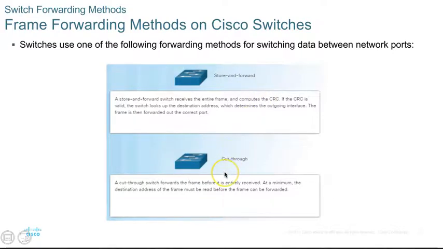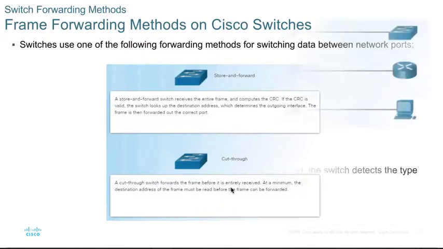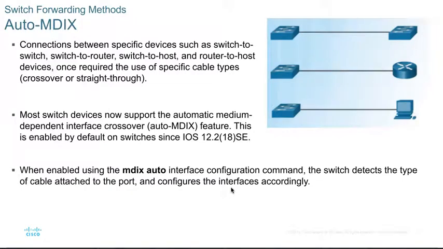That's good. Cut through, however, is different. The switch does not wait for the entire frame. As a matter of fact, as soon as it has received at least 64 bytes of the frame, it sends it. So that is the difference between store and forward and cut through. These are two techniques used by switches to forward frames from one port to another port, or from one destination to another.